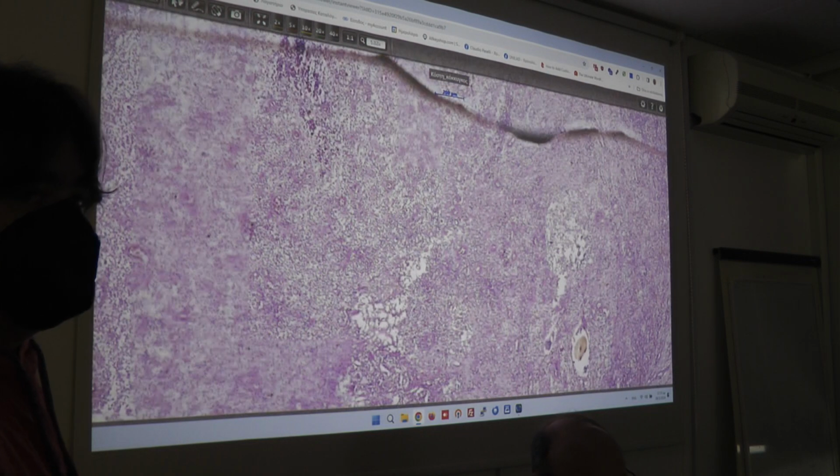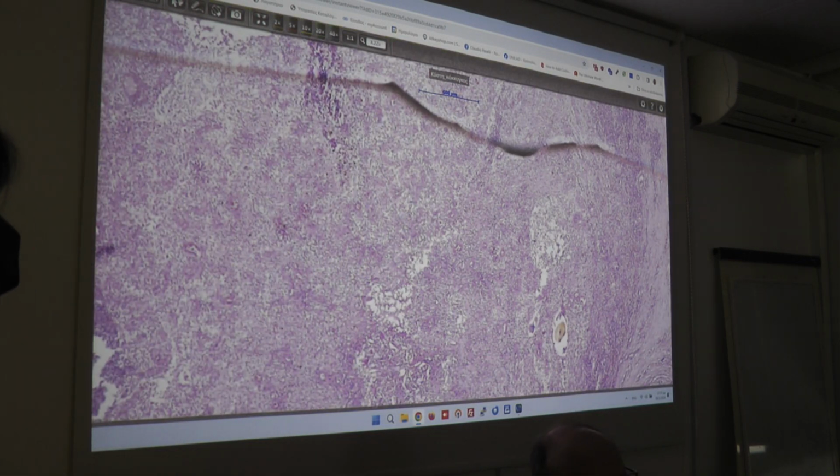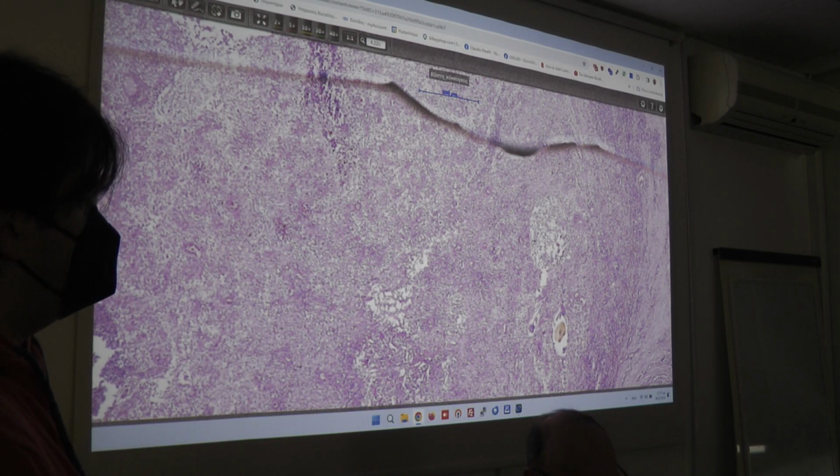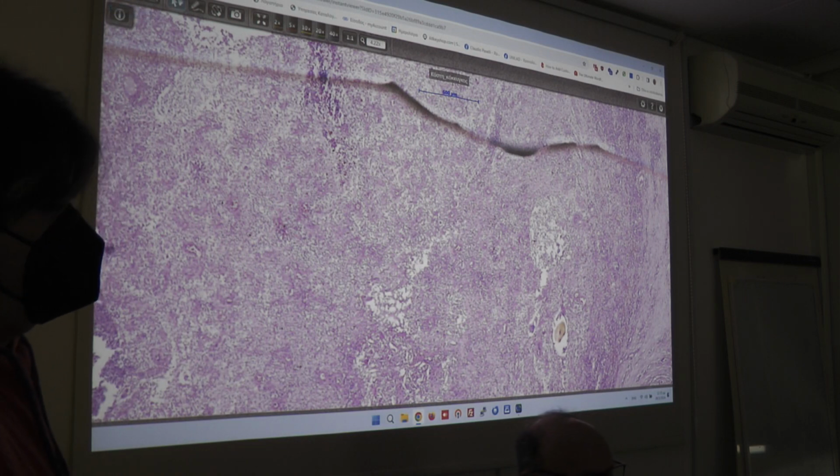Yes, please? Can the granuloma be formed by infection, or is it only by foreign bodies? Yes, that was the foreign body, all right? So let's have another type of granuloma now.